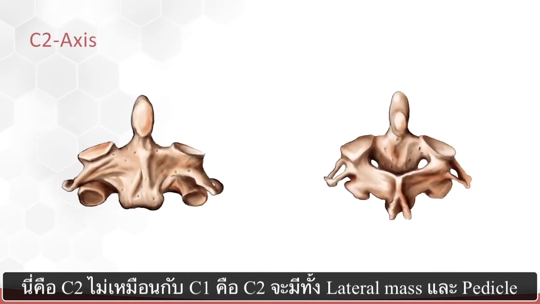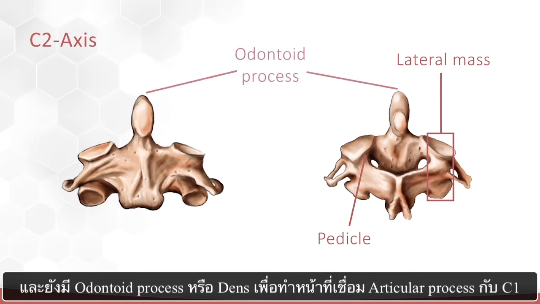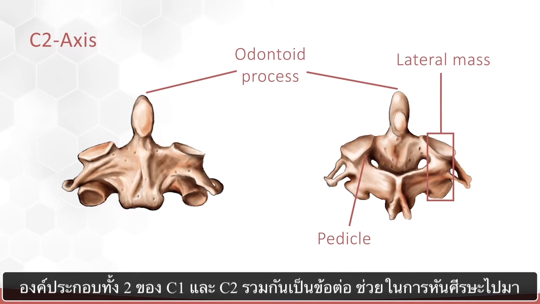This is an anterior view of C2. Unlike C1, it has both lateral masses and pedicles. The odontoid process, commonly referred to as the dens, is an upward, thumb-like projection that articulates with the anterior articular process of the C1 ring as a pivot point. The combination of these two anatomical elements allows for axial rotation of the head.